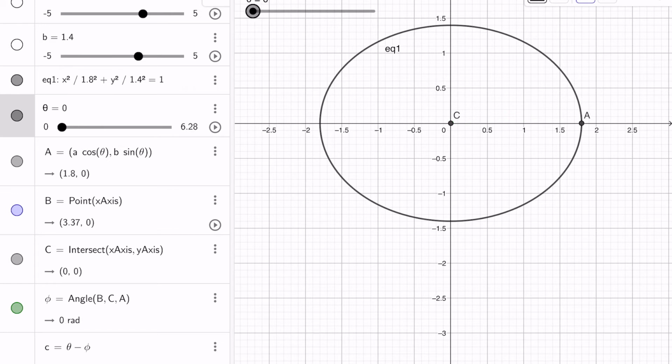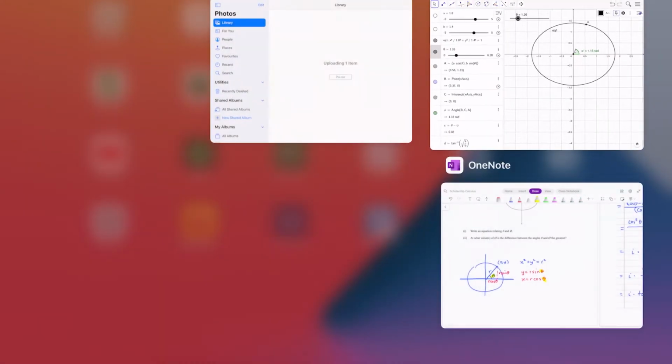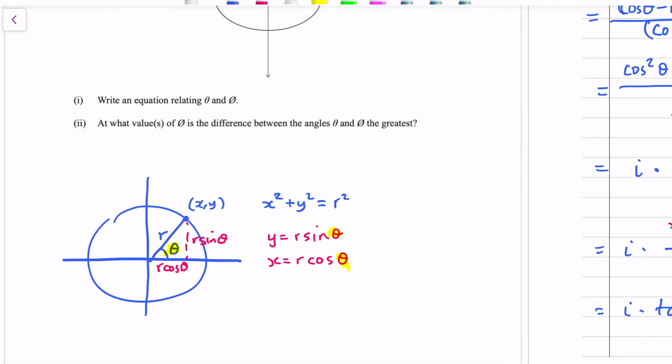But at the intercepts, theta equals 0 is also an anti-clockwise angle of 0. Up the top there is when theta is pi over 2, also when phi is pi over 2. So there are obviously points where it is the same, but in general it's not. Okay, so what we've got is we need to find the biggest difference between theta and phi. But first up, they ask us to write an equation that relates them together.